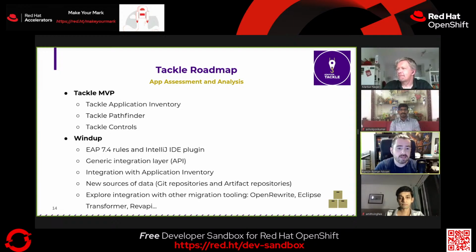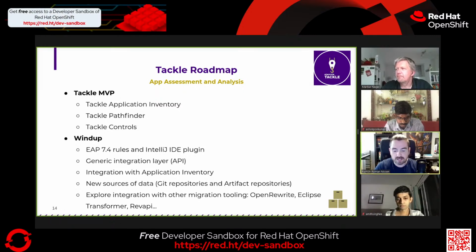So with this MVP, we will be including the application inventory that Marcus mentioned. And also the Pathfinder application, which is an assessment application that has been around for a while, that was built by Red Hat Consulting. And basically what we have done is to rebuild it from scratch using a consistent UI and have it fully integrated with the application inventory. And we will also be releasing the Tackle controls, which is basically a backend microservice to glue it all together. So that's it for the Tackle MVP.